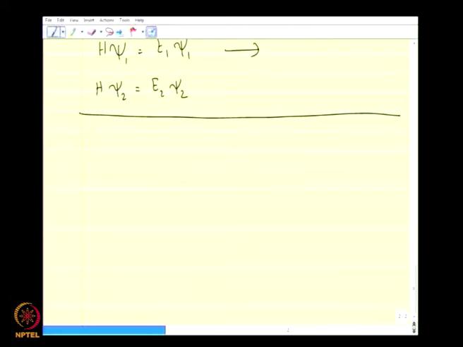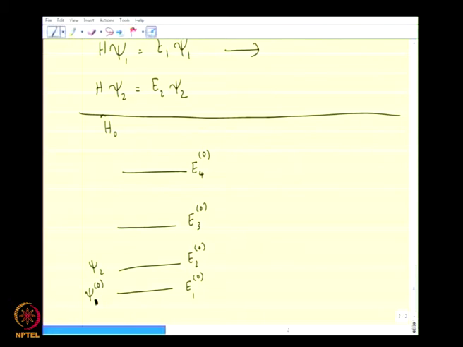for example, for a Hamiltonian H naught, we have a whole series of energy levels given by E1^0, E2^0, E3^0, E4^0, these are all 0 order eigenvalues, not corrections, 0 order eigenvalues, and the corresponding wave functions are psi 1^0, psi 2^0, psi 3^0, psi 4^0, and so on.